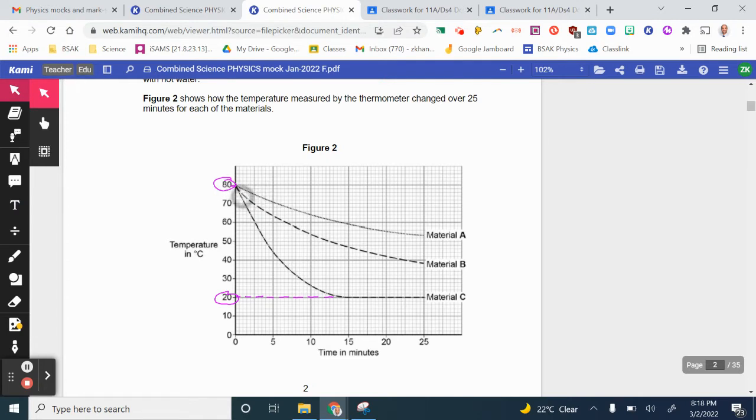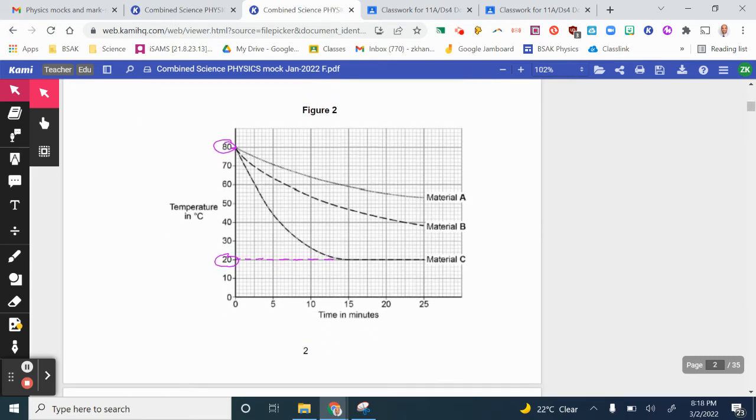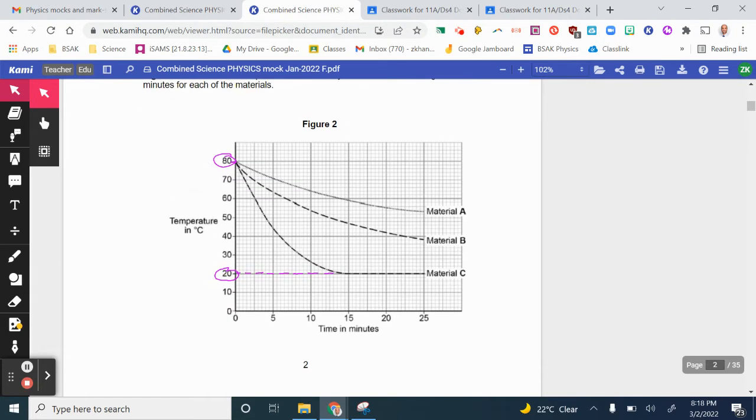So we start off at around 80 degrees, and we can see that the temperature decreases to just over 50. Here we have the temperature drop to just below 40, and here we have the temperature drop all the way to 20 degrees. So material C, we can clearly see, has dropped the most.